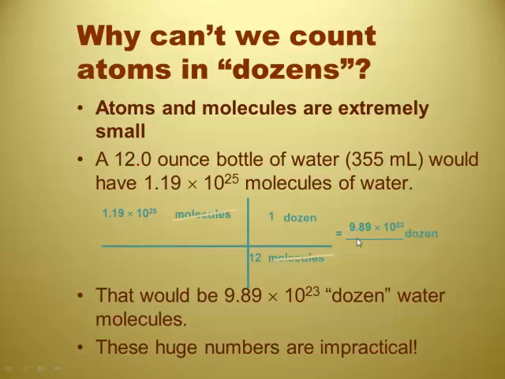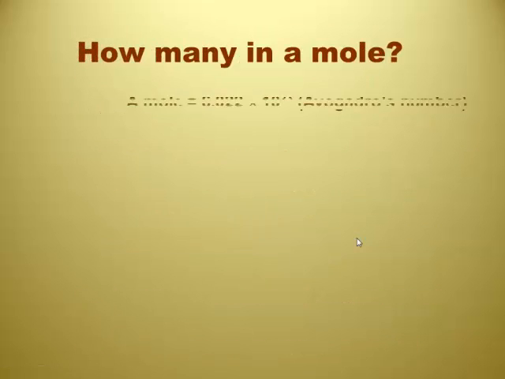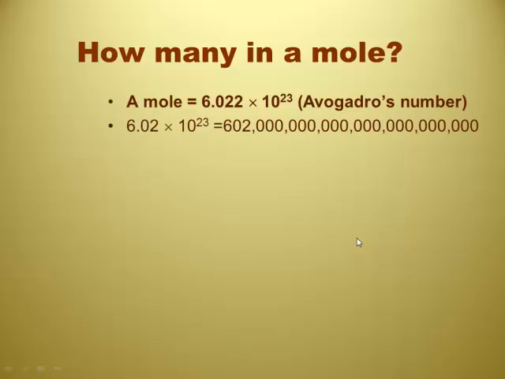All right, so the number's impractical. So what we do is we use this idea that a mole is 6.02 times 10 to the 23rd particles. What that means is that the number looks like this, and we've written that number before in class in the last unit.